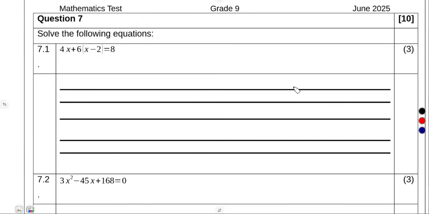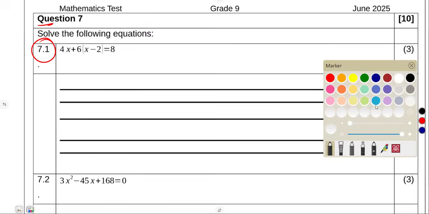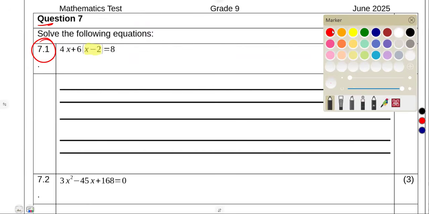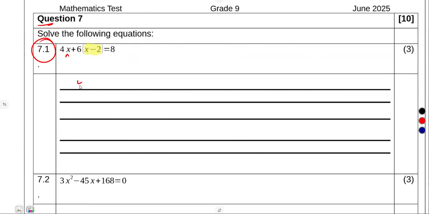All right, question number 7. Solve the following equations on 7.1. There is a bracket there, so we just need to expand our bracket and collect the like terms. So that is it. 4x, then 6 multiplies, distribute by 6. 6 times x, that's 6x. 6 times negative 2, that's a negative 12. And that's equal to 8.